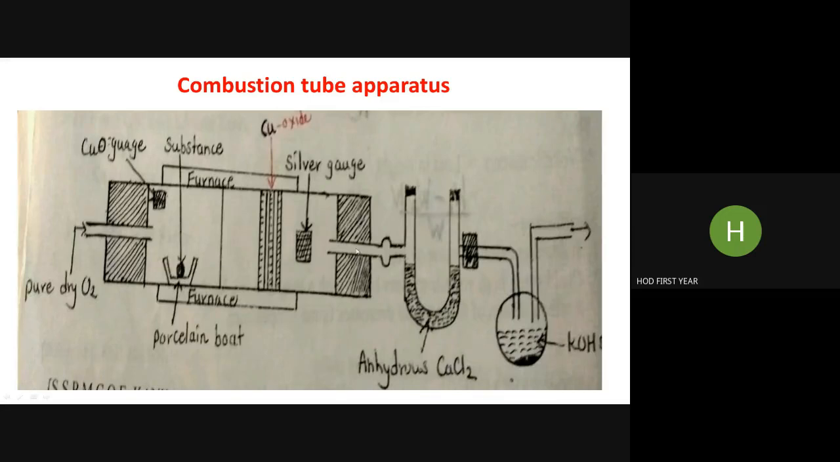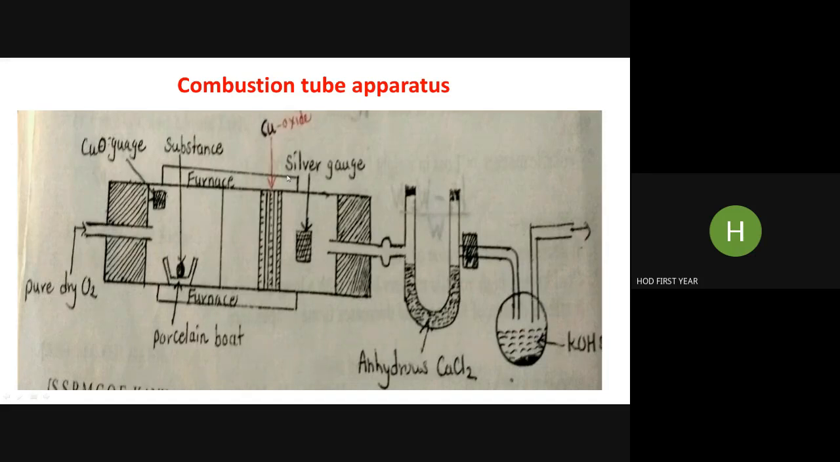Then there is an outlet. That outlet is connected to the U tube containing anhydrous calcium chloride, which is previously, accurately weighed. The initial weight is known before starting the experiment, and that U tube is connected to the KOH bulb. It is a bulb containing potassium hydroxide solution, and its weight is known. So this is about the construction.